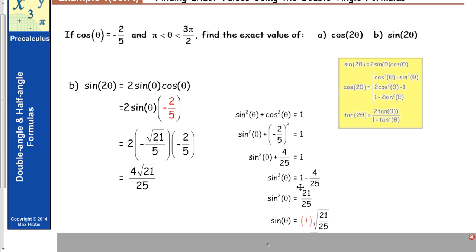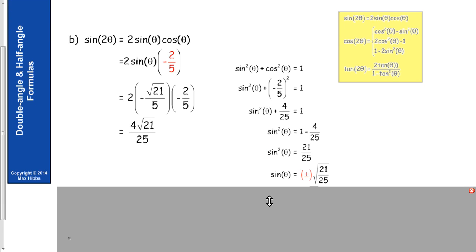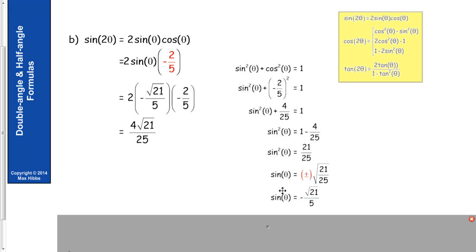Now, I just do this subtraction. I write 1 as 25 over 25, and I do the subtraction. I get 21 over 25. So that's what sine squared is equal to. So sine of theta is either plus or minus the square root of 21 over 25.